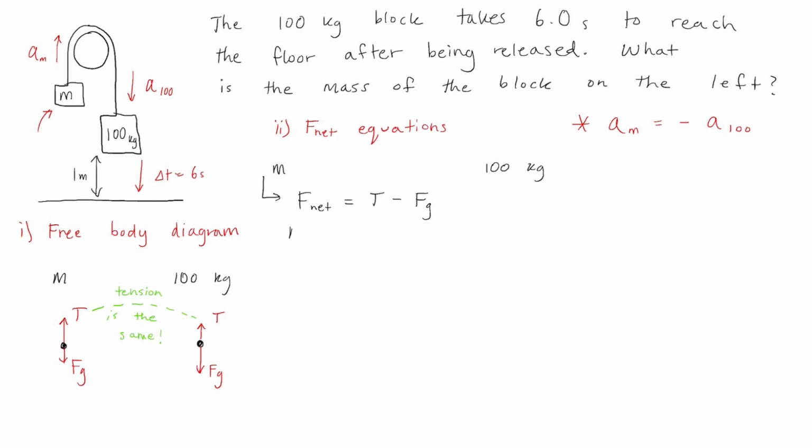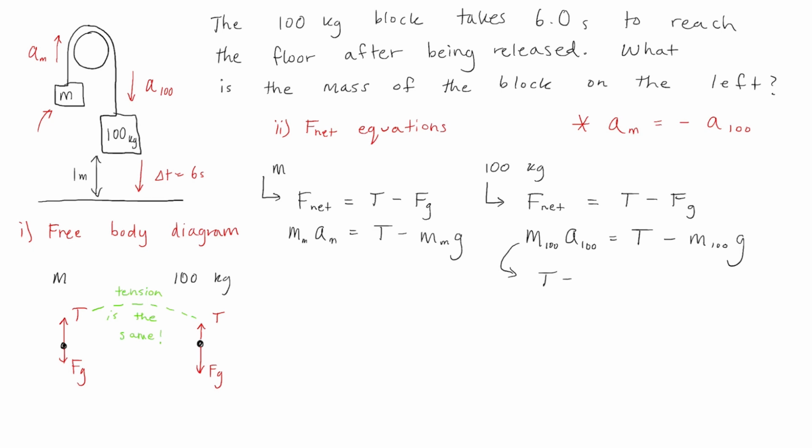Now that we understand that these blocks are accelerating, we know we can replace Fnet with ma, and of course we can replace the force of gravity with mg. Now let's make our Fnet equation for the 100-kilogram block. Here we have that the net force is equal to the tension force minus the force of gravity. And because this block is accelerating, we can replace Fnet with ma, and we can replace the force of gravity with mg. Now the next thing I'll do is rearrange this equation for the tension force.